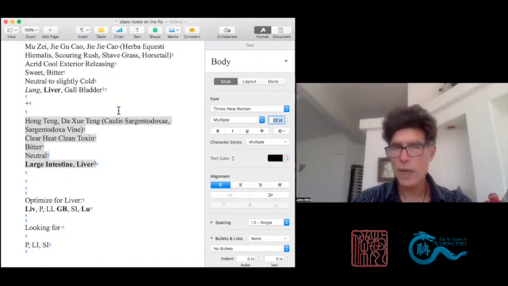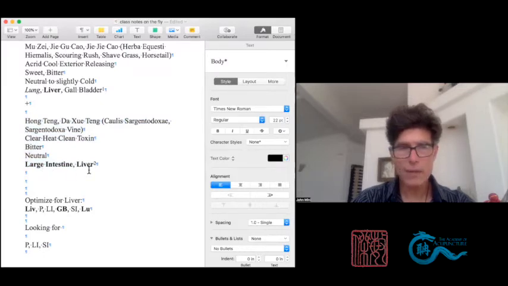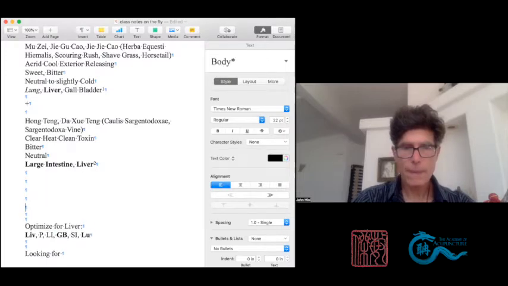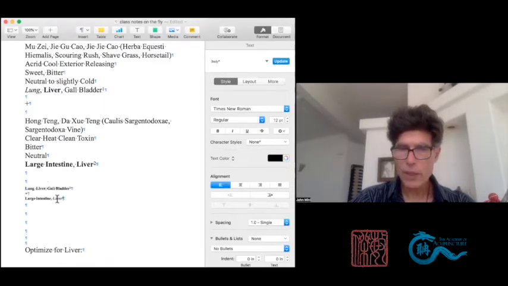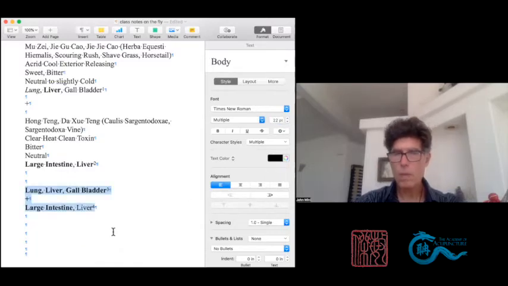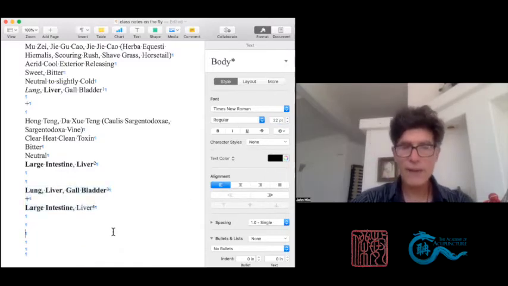Wu-Ze plus Hong Tong, clear heat and clean toxin. We got large intestine and the liver. So what is our territory going to look like? It's a great combination. Look. Great combination. It's a very lean formula.